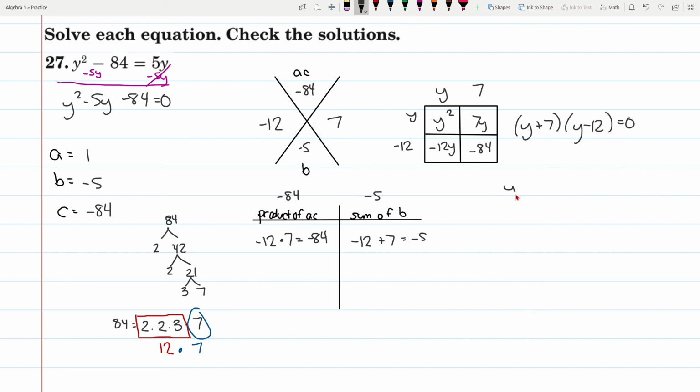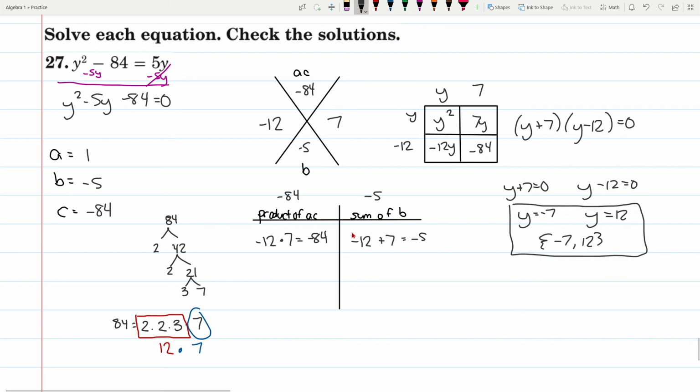And so y plus 7 could equal 0, or y minus 12 could equal 0. Subtract the 7, you get y equals negative 7. Add the 12, you get y equals 12. And so your answer is negative 7 and positive 12.